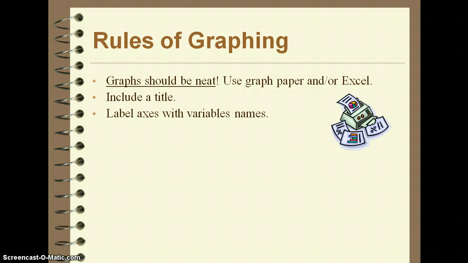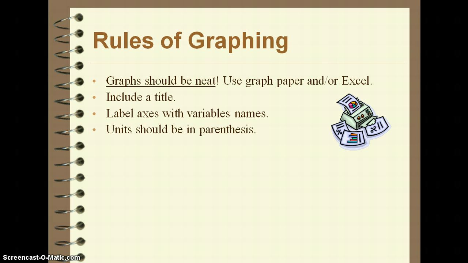And we're always going to include a title on there, and the titles don't have to be fancy. If you're graphing distance and time, your title can be as simple as distance versus time. It doesn't have to be anything fancy or creative. Label the axes with the variable names. So obviously you'd want distance on the vertical axis, time on the horizontal axis.